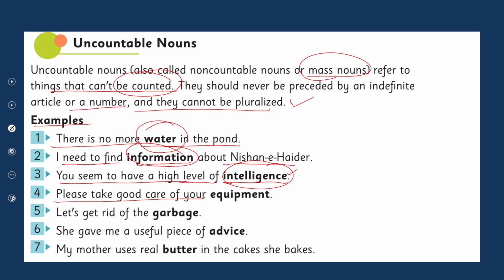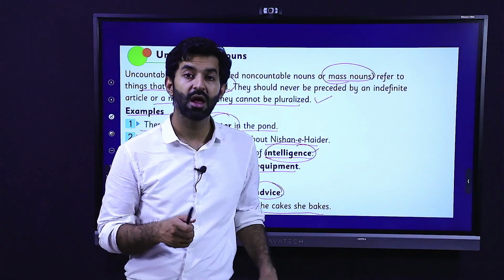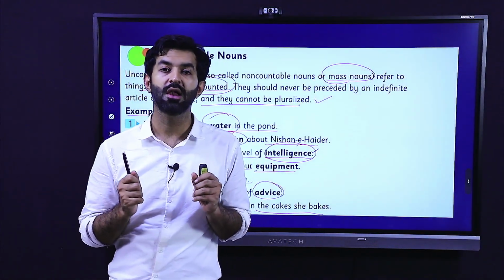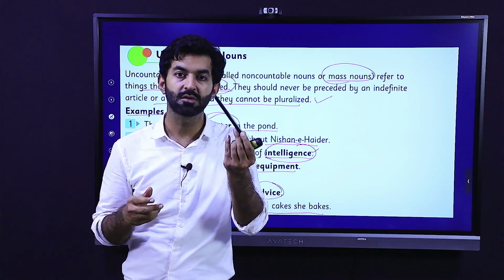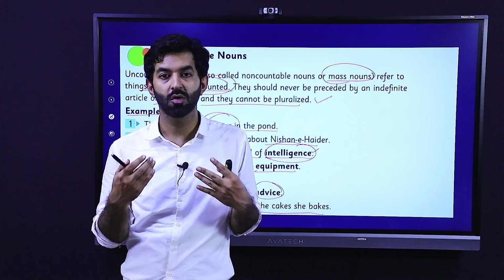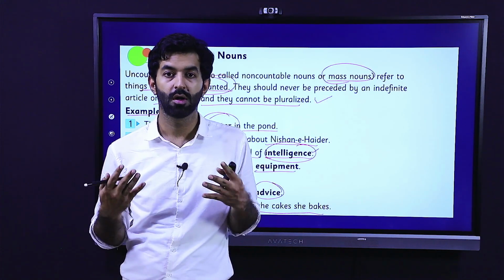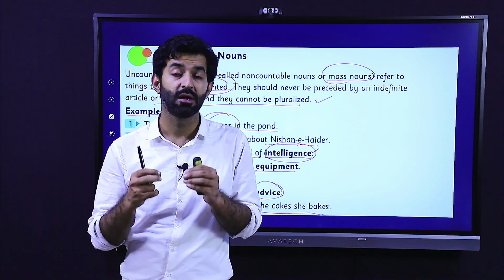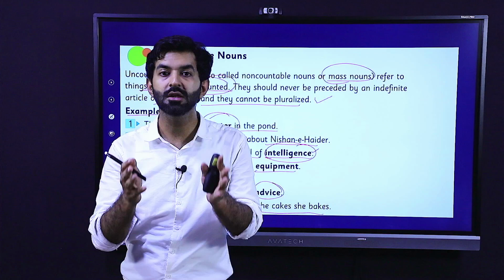Please take good care of your equipment. Let's get rid of the garbage. She gave me a useful piece of advice. My mother uses real butter in the cakes she bakes. Now, all of these nouns, students, they cannot be counted like we count pointers or markers. So they are difficult to give a number. So they are uncountable nouns.